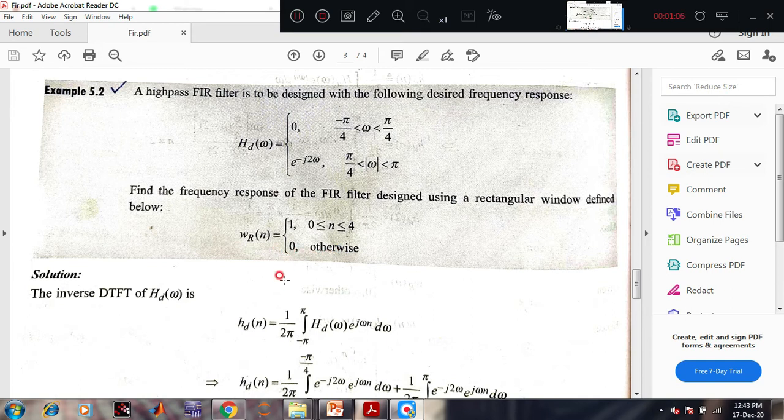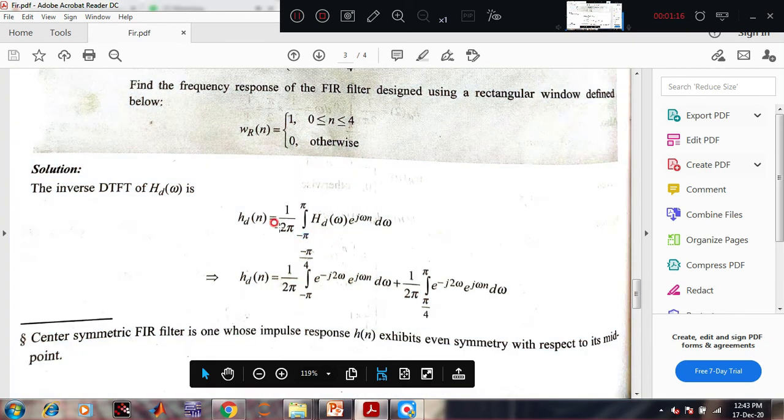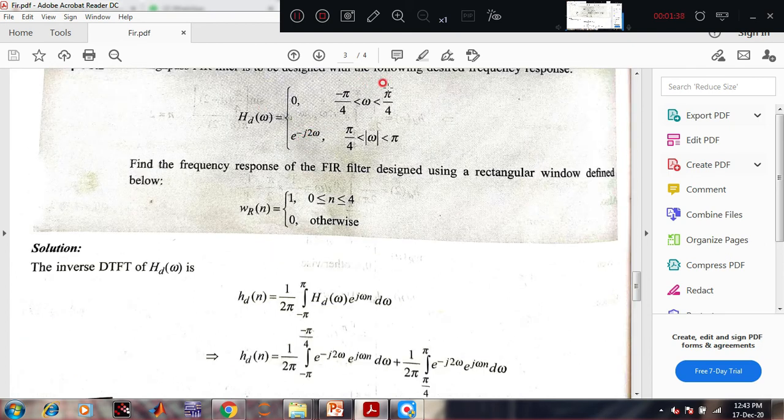So again the first step is you have to take the inverse discrete Fourier transform to find Hd of n. So Hd of n is equal to 1 divided by 2 pi, integral from minus pi to pi of Hd of omega e raised to j omega n d omega. This is the basic IDFT formula to convert Hd of omega into Hd of n. Here Hd of omega is 0 for this frequency range, and it is e raised to minus j 2 times omega for this one.